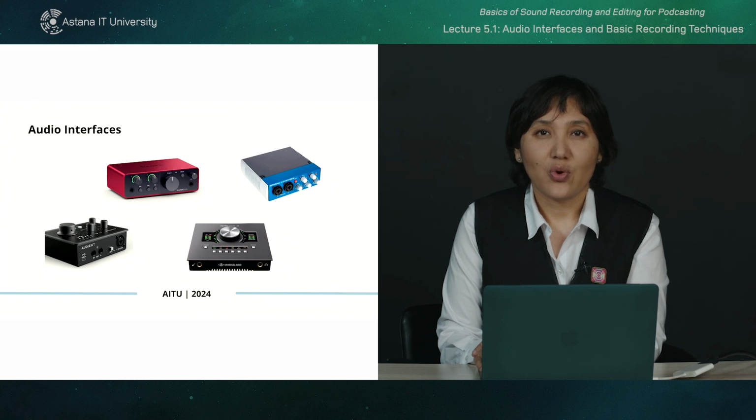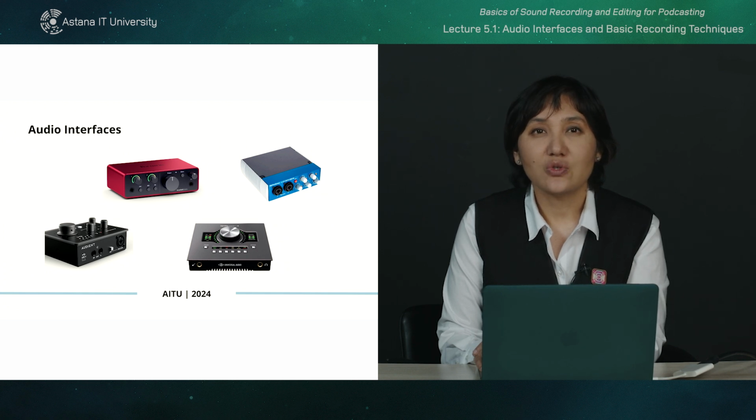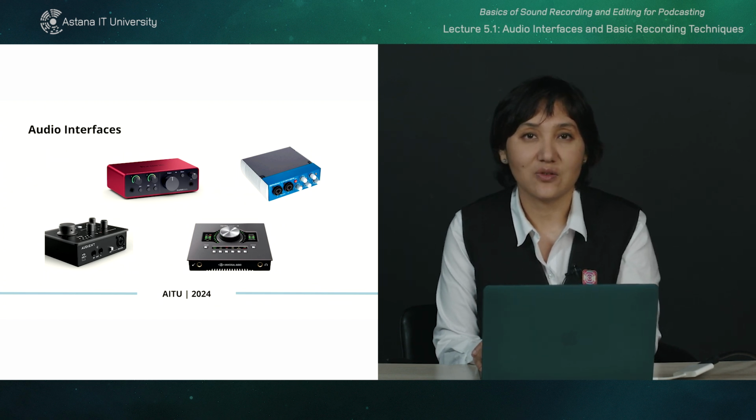Audient iD4, compact yet powerful, known for its high-end preamps, ideal for solo podcasters or smaller setups. PreSonus AudioBox USB, a budget-friendly option with straightforward controls, great for simple setups. Universal Audio Apollo Twin, a higher-end option for professionals, featuring superior preamps and onboard DSP, digital signal processing.